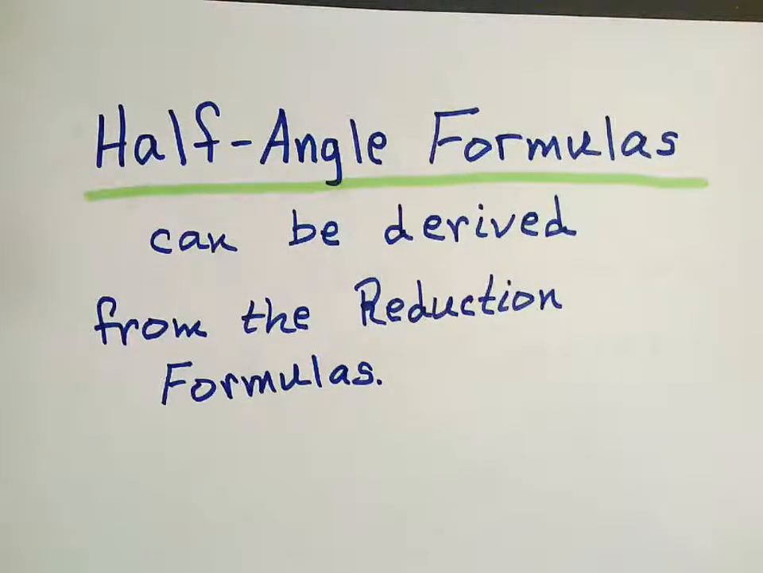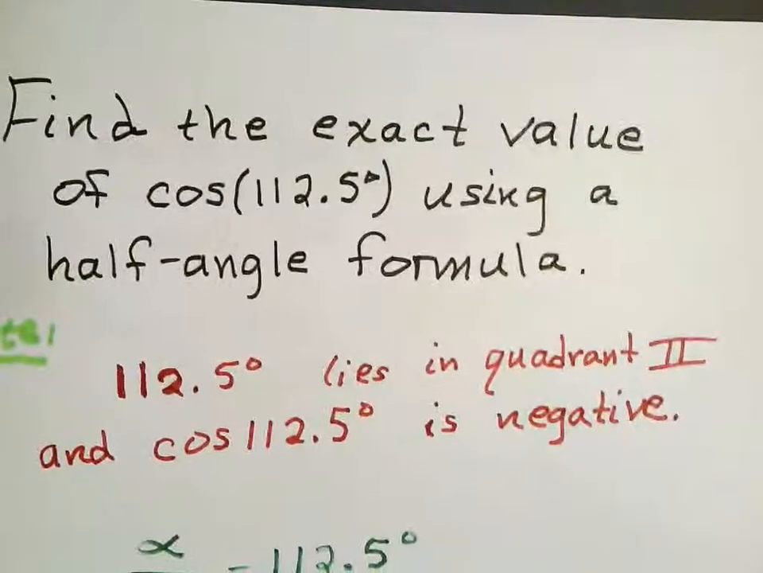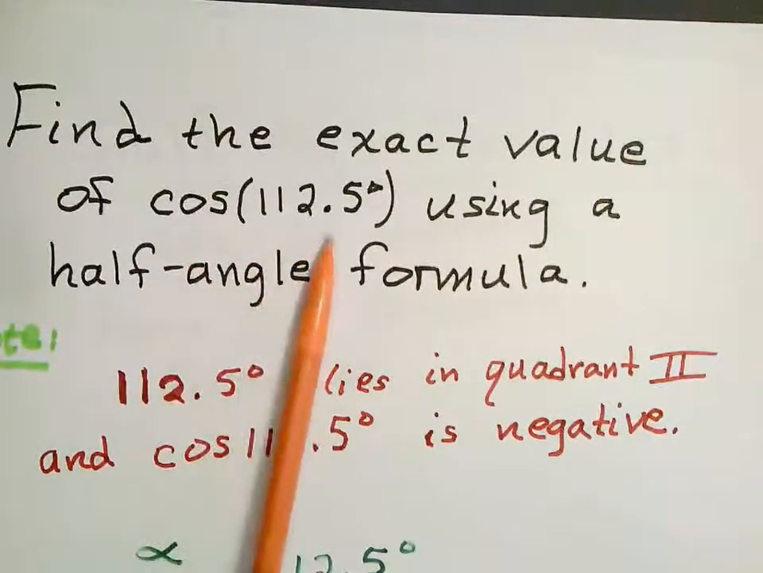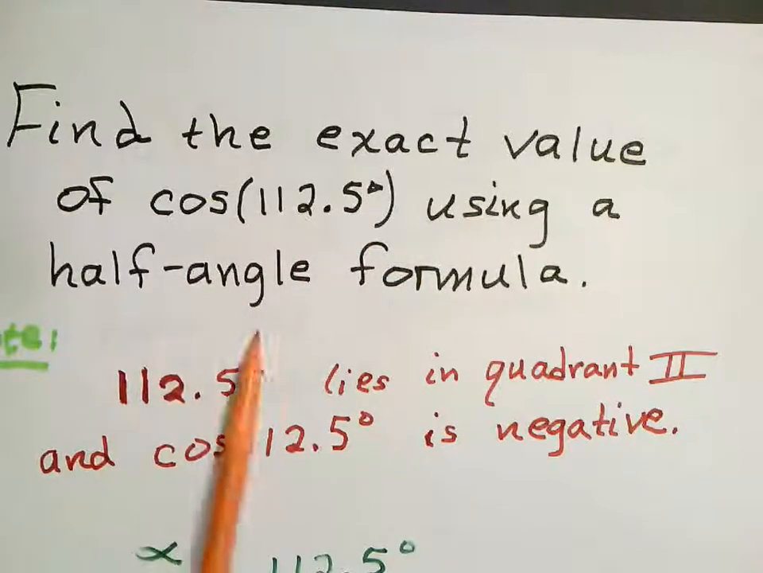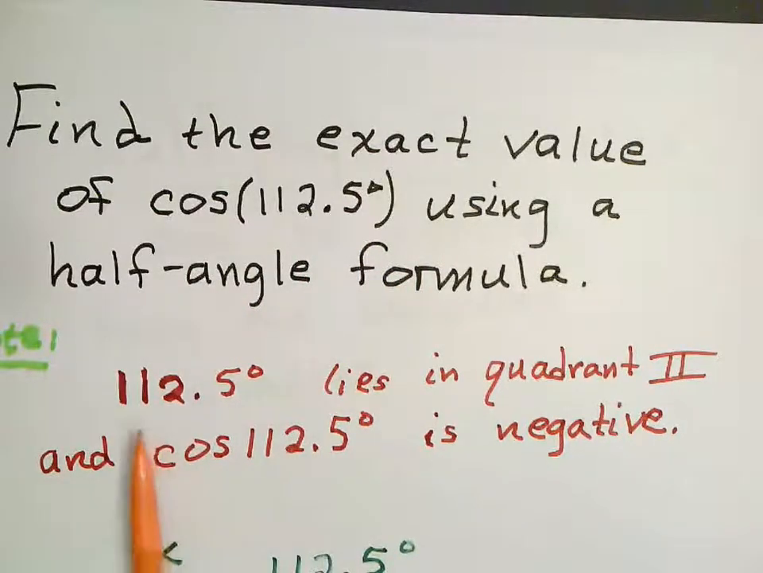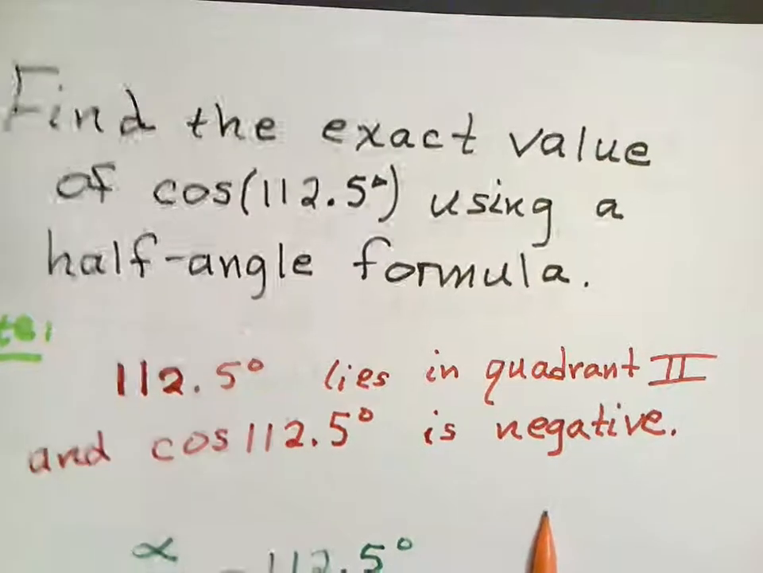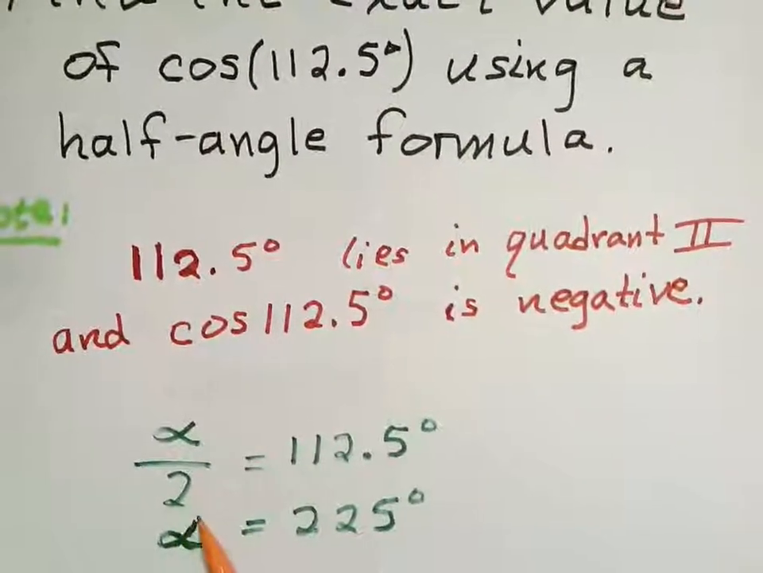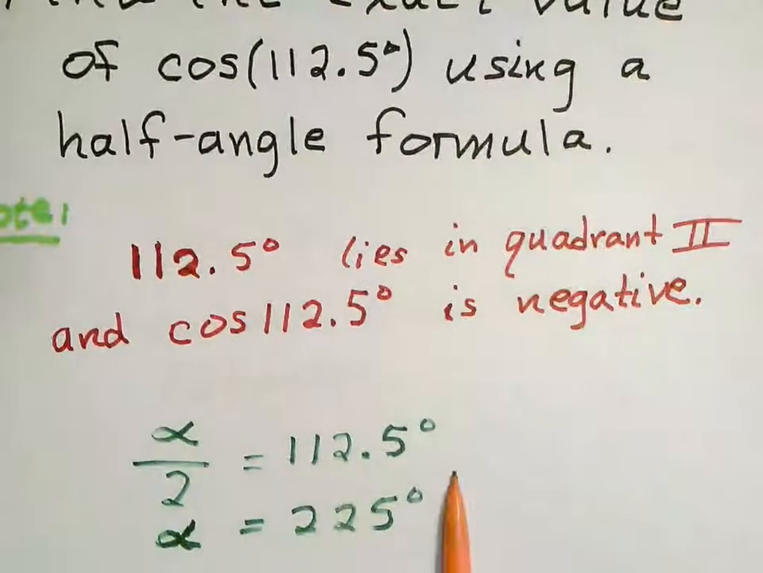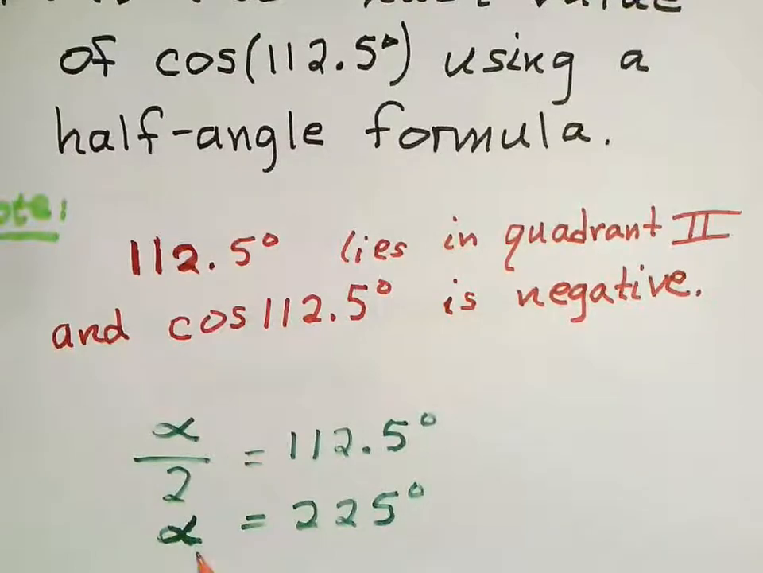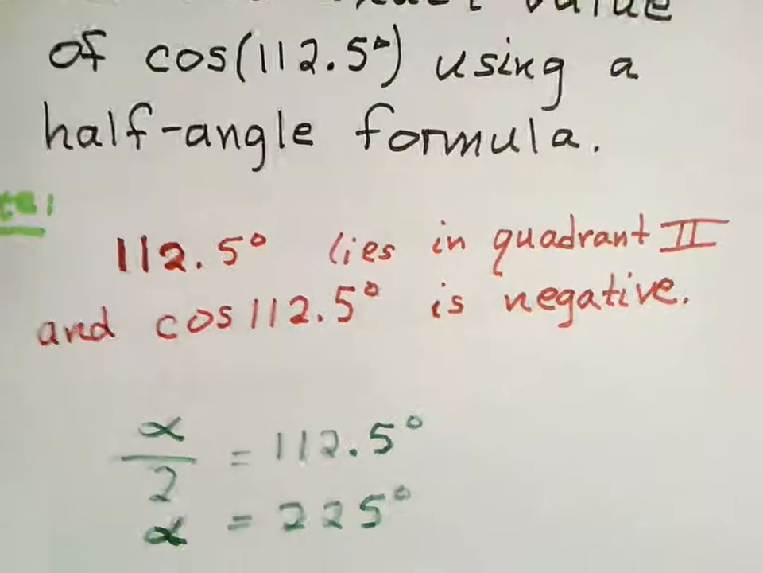Now, we're going to find the exact value of the cosine of 112.5 degrees using a half-angle formula. Well, 112.5 degrees lies in quadrant 2, and in quadrant 2, cosine is negative. So we have to remember that. And if alpha over 2 is equal to 112.5 degrees, then when we multiply each side by 2, alpha becomes 225 degrees.